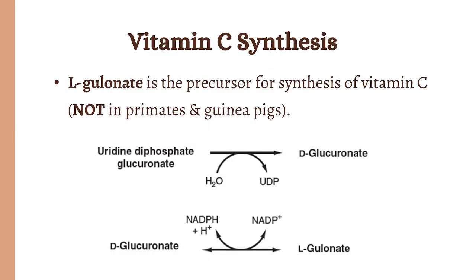Vitamin C synthesis needs L-gulonate as a precursor. But in primates, including humans and guinea pigs, gulonate is not available or cannot be formed. In the other animals that can synthesize vitamin C, they start by uridine diphosphate glucuronate, which will be converted to D-glucuronate with release of the uridine diphosphate. D-glucuronate will then be reduced to L-gulonate, and the source of reducing equivalents of the hydrogen here is NADPH2.